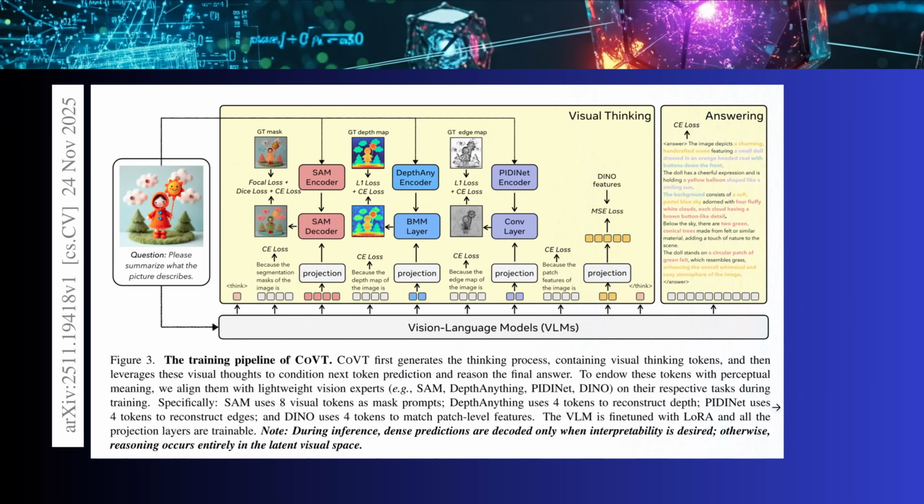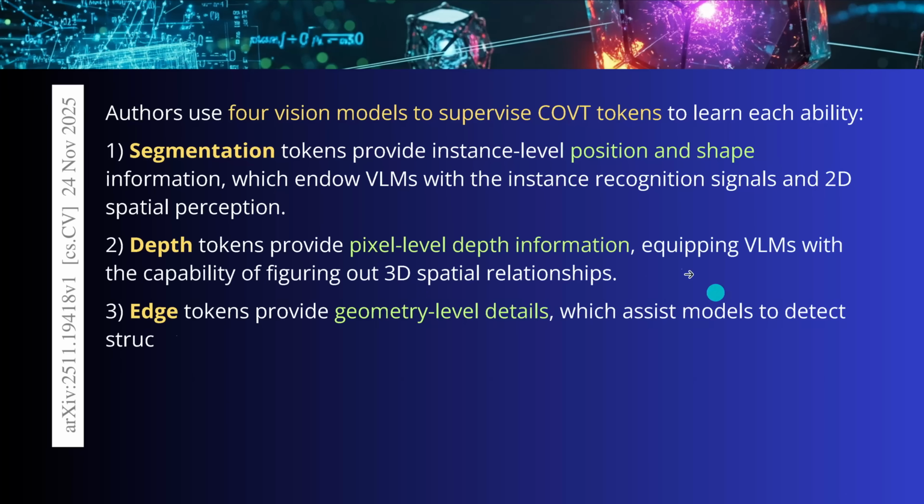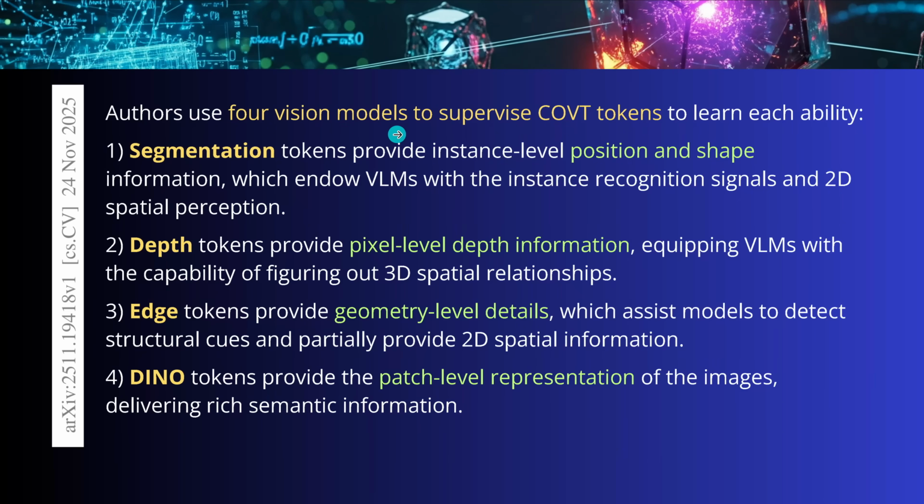And I said, okay. And if you look here, look, this is here the training pipeline. So we really go here with a segmentation mask, with a depth mask, with an edge mask, and then we have Dino. So we have really 4 different elements that we try to extract as much information as possible from this image. And then we have a loss function and optimization, everything that you know. So the authors use 4 vision models here to supervise here their methodology to learn each ability.